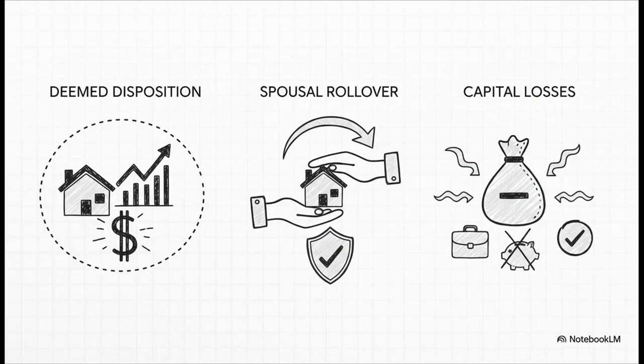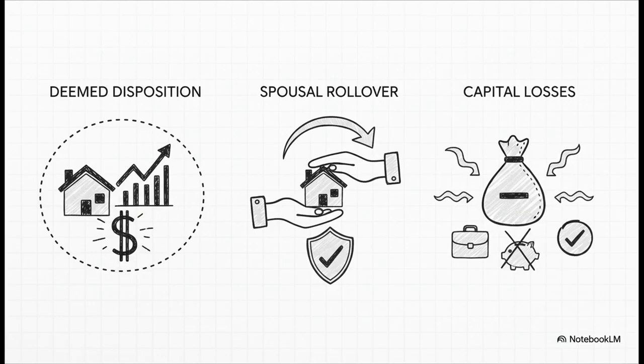All right, this next one is a big one: capital property. Generally, when a person dies, the tax system triggers what's called a deemed disposition. This means everything, stocks, real estate, you name it, is treated as if it were sold at its fair market value right at the moment before death. This can trigger a huge capital gain.